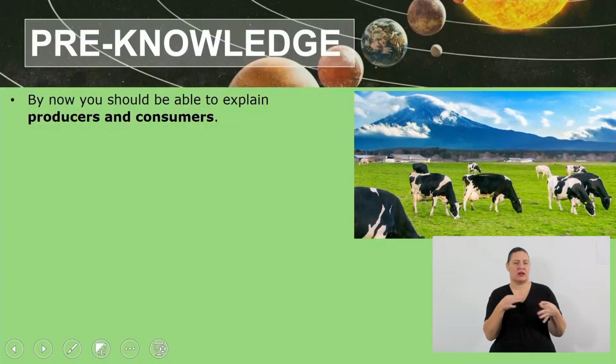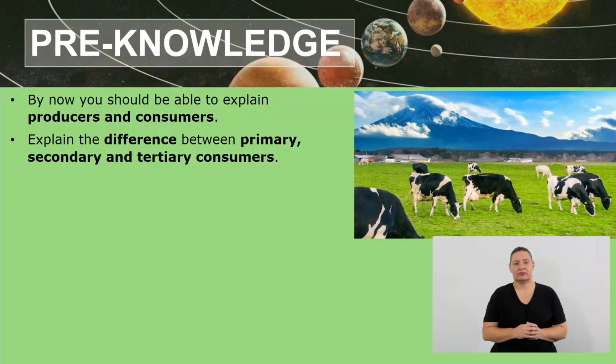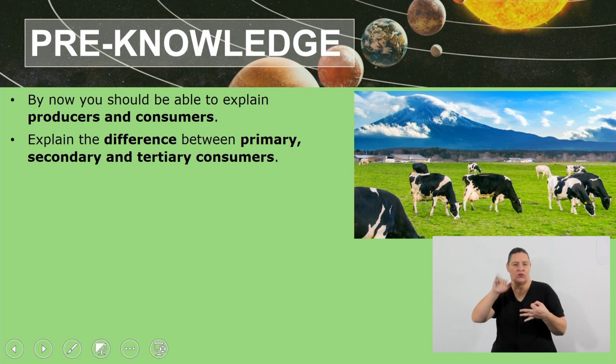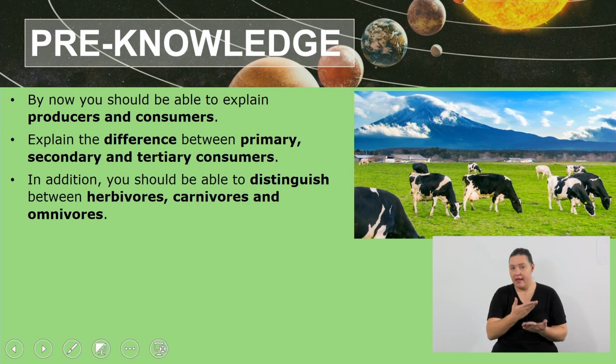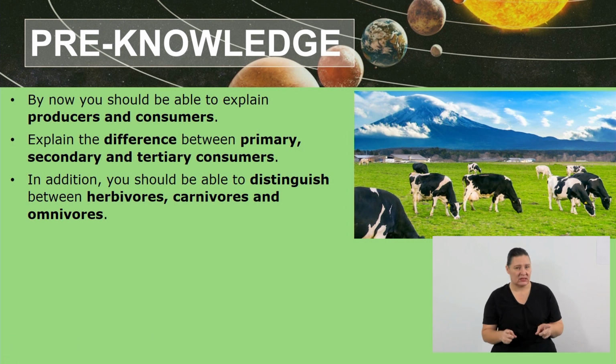By now, you should be able to explain what producers and consumers are. If you remember, we said producers are organisms that have the ability to make their own food, while consumers are the organisms that feed on other organisms in order to get energy and food supply. So you need to be able to explain the difference between primary, secondary, and tertiary consumers. You should also be able to distinguish between herbivores, carnivores, and omnivores.